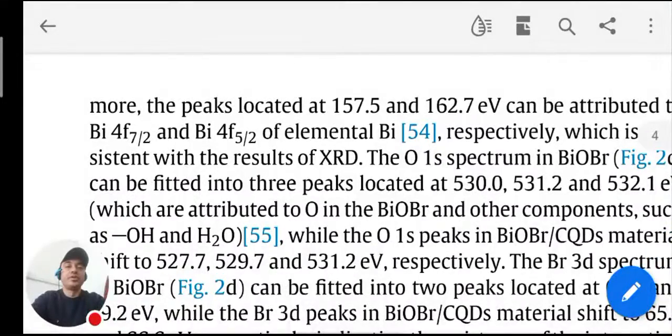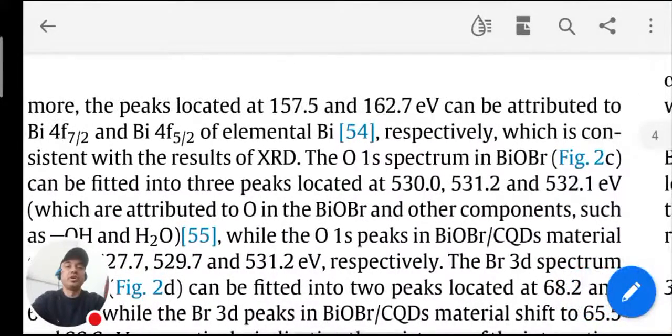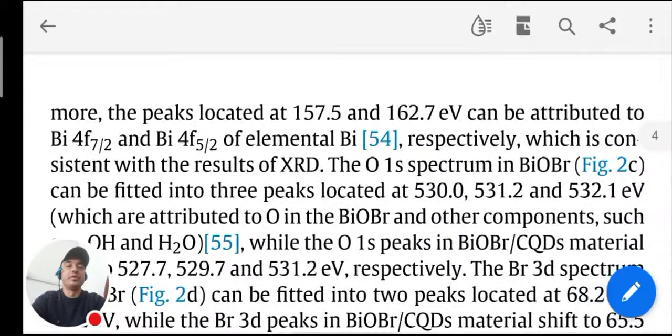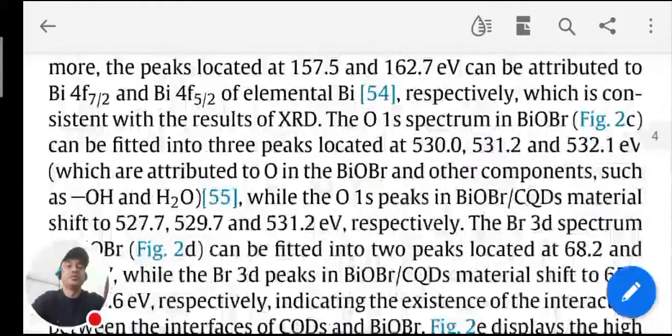Further, more peaks located at 157.5 and 162.7 electron volts can be attributed to Bi 4f7/2 and 4f5/2 of elemental Bi respectively, which is consistent with the results of XRD.